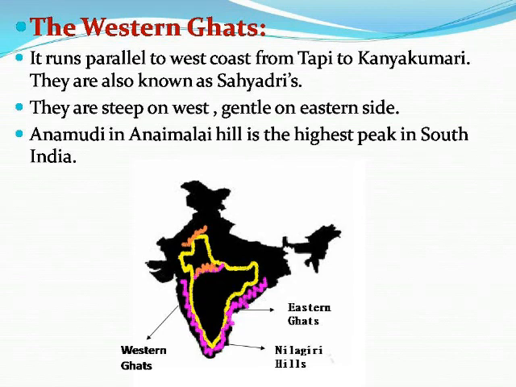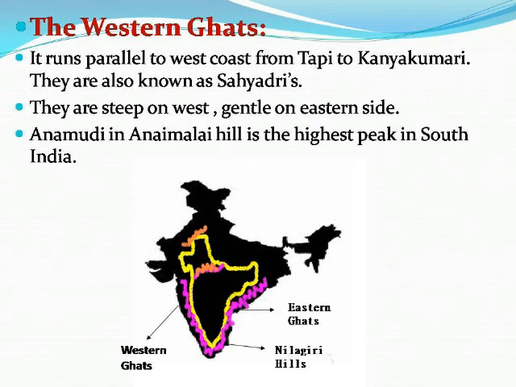Let's know its subdivision, the Western Ghats. The Western Ghats run parallel to the west coast from Tapi to Kanyakumari. They are also known as Sahyadris. They are steep on the west, gentle on the eastern side. Anamudi in Anaimalai Hills is the highest peak in South India.